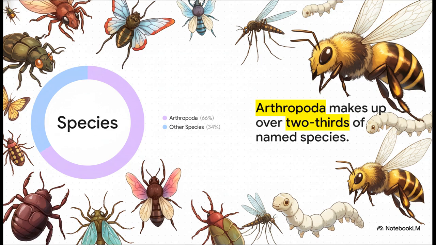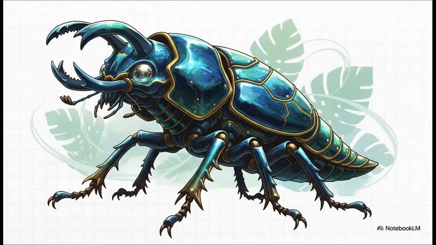This massive phylum covers everything from economically crucial honeybees all the way to disease vectors like mosquitoes. So how exactly did they achieve this total global dominance? Well, they unlocked a few incredibly successful traits.